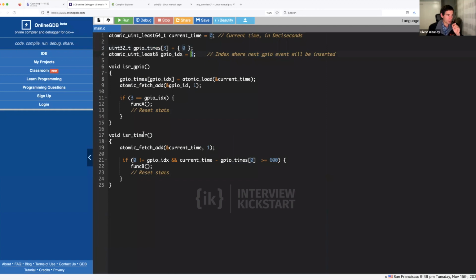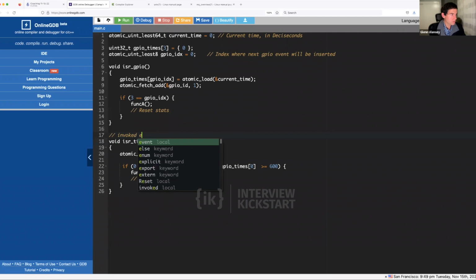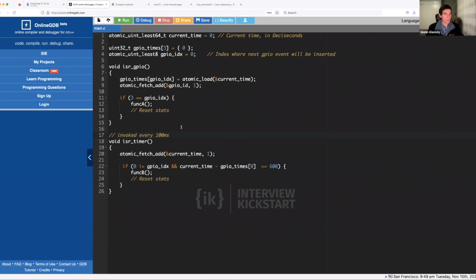The assumption that, once again, I'm making is that someone is calling this timer function, this timer interrupt routine, once every 100 milliseconds. And I don't need to do anything to get that started. It just happens. And then this is the GPIO routine that happens at whatever period of time it might be.